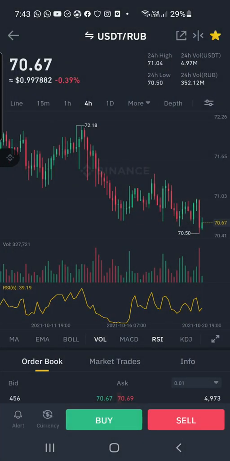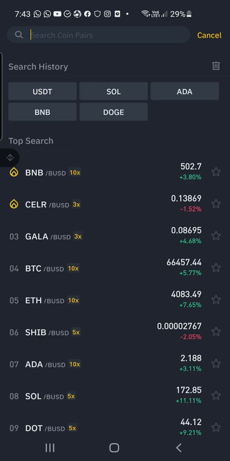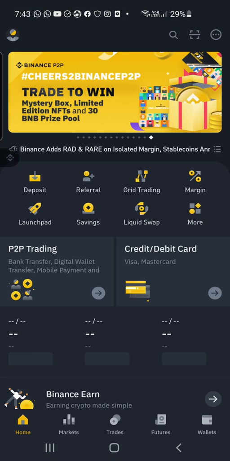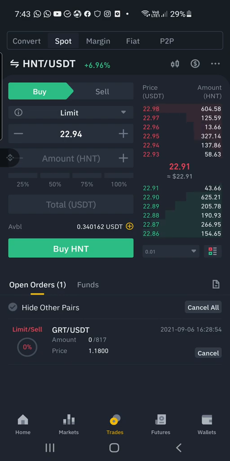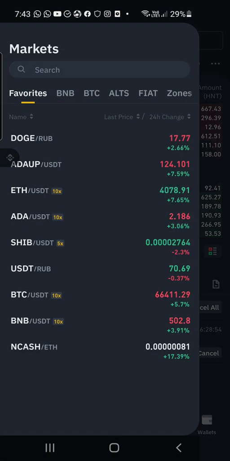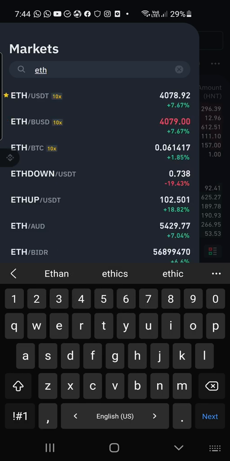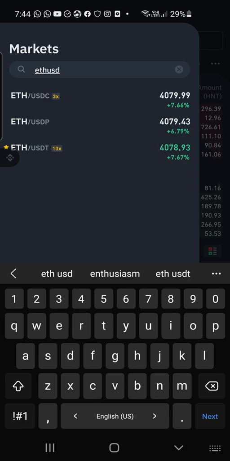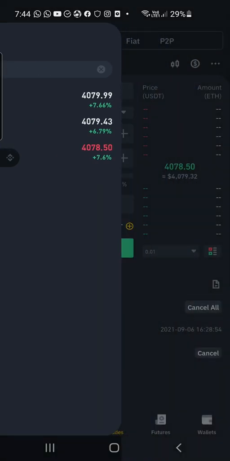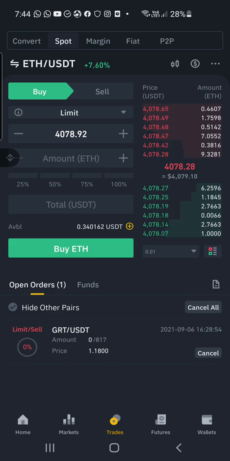The other thing that you can do is you can come to trades and click on this over here, which is the pair that you're currently looking at, and you can write in markets here the currency that you're looking for versus whatever you want, which is for me USDT, and you'll find it right there. Click on it and it shows you the current price, which is over here in green or red according to the market, of course.